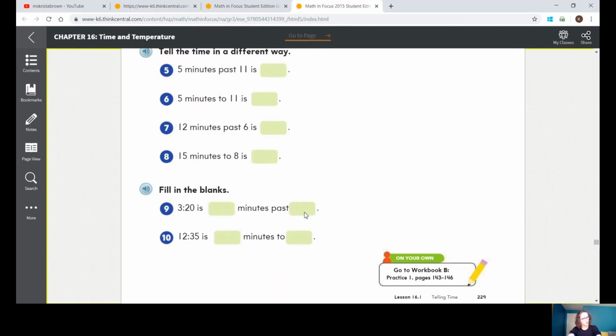And then there are homework pages, page 143 to 146. That's in your math workbook. Now would be a good time to pause me because I'm going to show answers to the let's practice and to the math workbook pages.